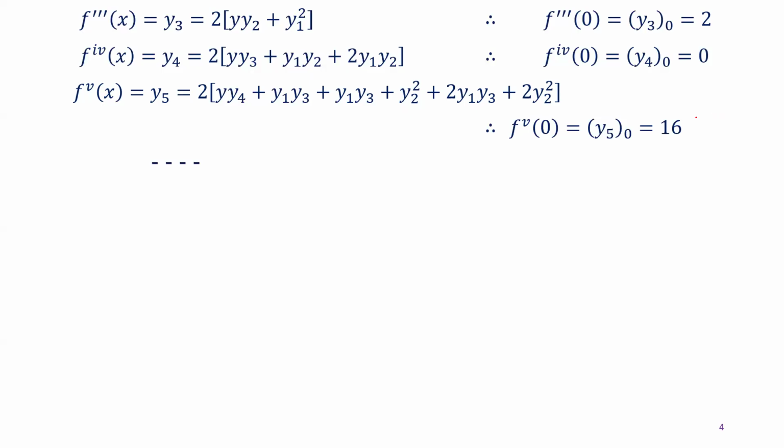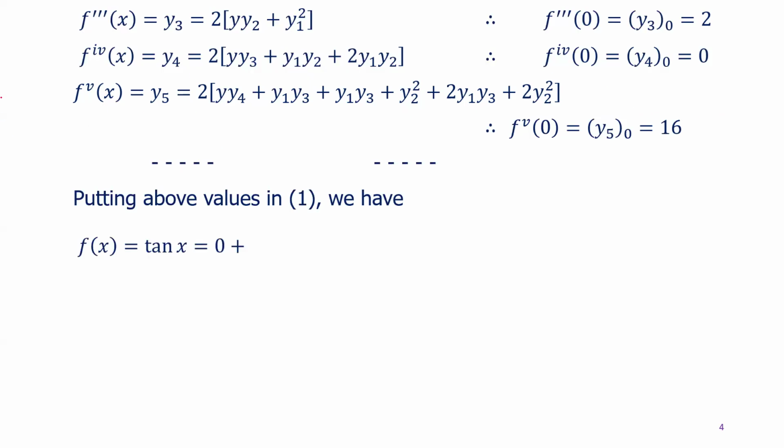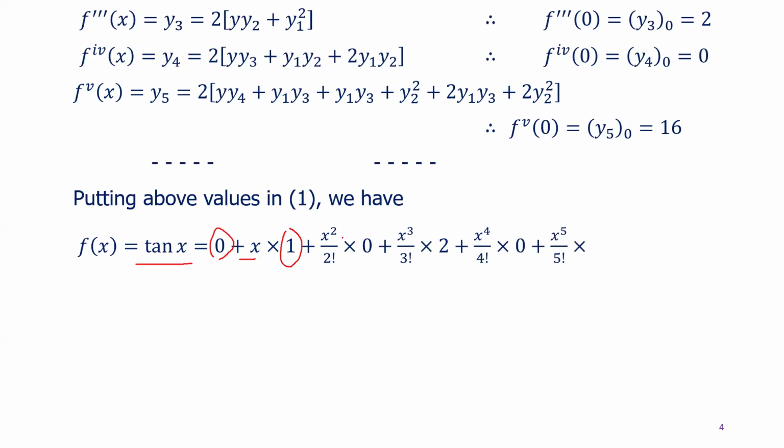Now in this manner we are able to get the higher derivatives, but this is sufficient to find out the general series of tan x. So putting above values in equation number 1, we have f of x, which is nothing but tan x. Then f dash of 0 is 0, x f double dash of 0 is 1, f double dash of 0 is 1, x square upon 2 factorial, f double dash of 0 is 0, x cube upon 3 factorial, f triple dash means y3 of 0 is 2, x to the power 4 upon 4 factorial into y4 of 0 is 0, x to the power 5 upon 5 factorial into y5 of 0 is 16.